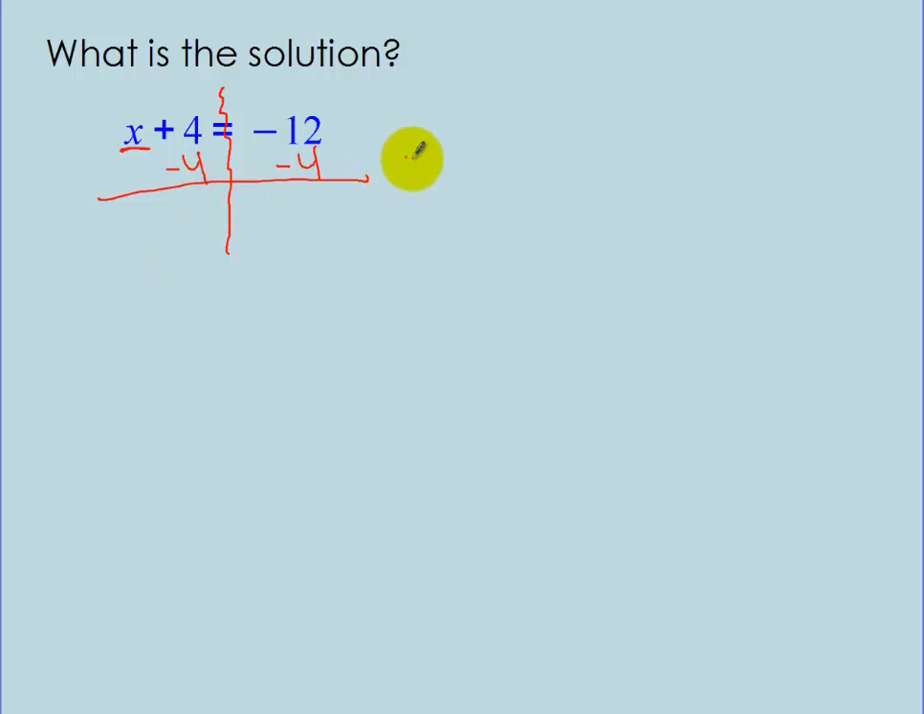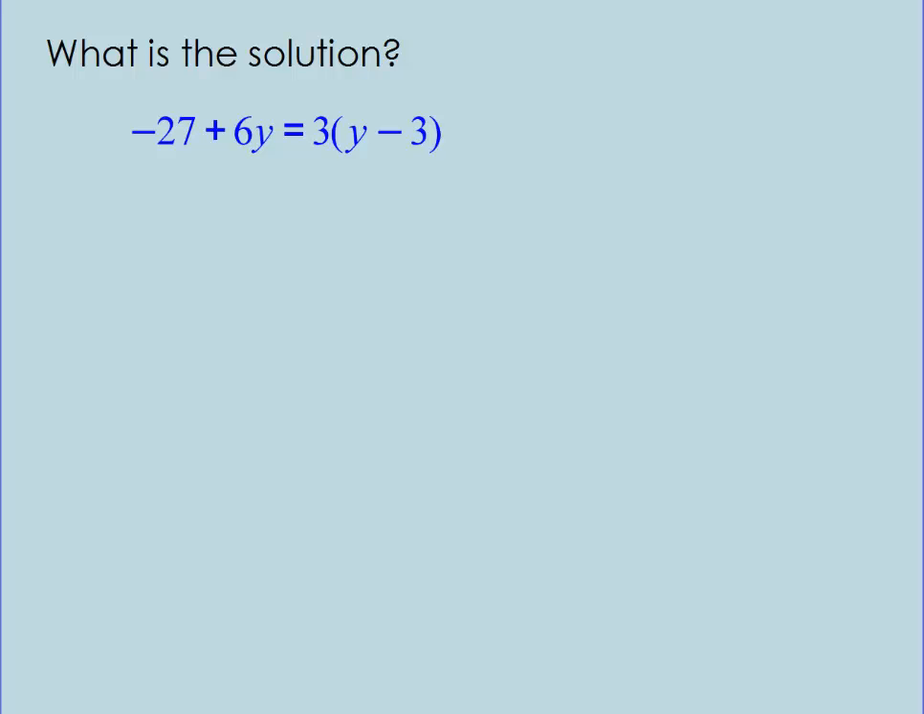When you're subtracting 4, write down what you did. You subtract 4 from both sides, just so you can keep track. So the 4's cancel out. You're going to get x equals negative 12 minus 4, which is negative 16, and that's your answer. That was simple. Let's try a little bit more difficult.